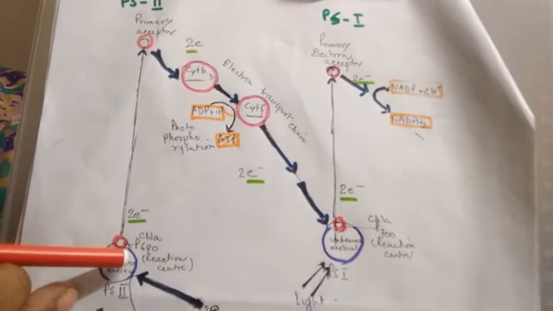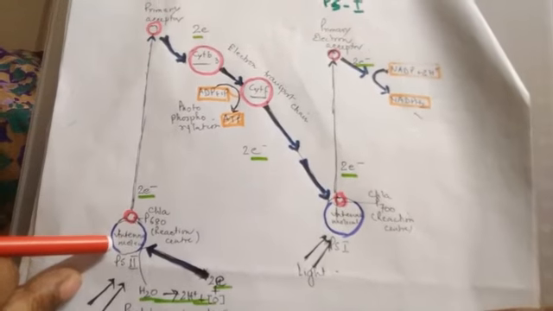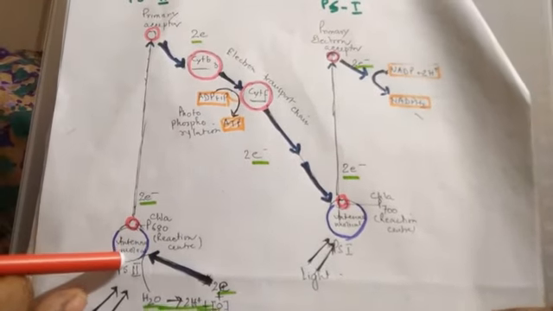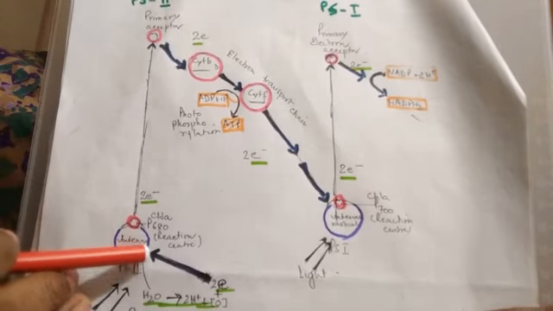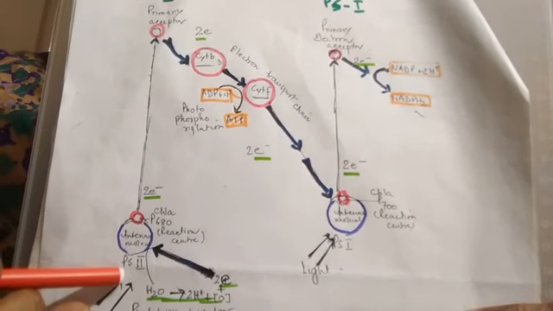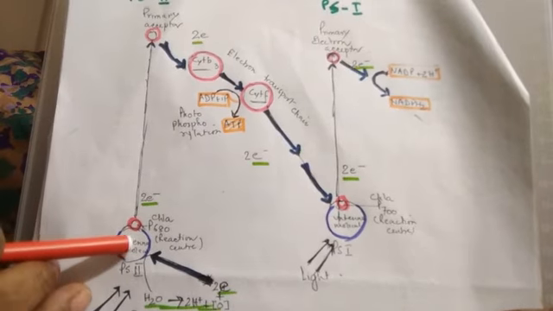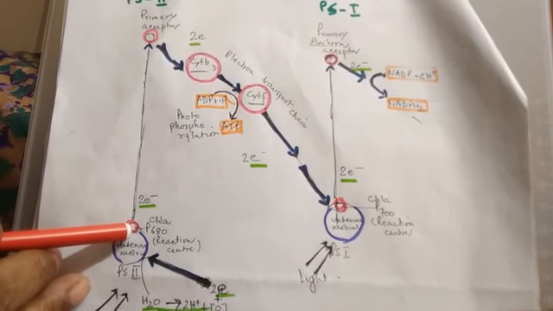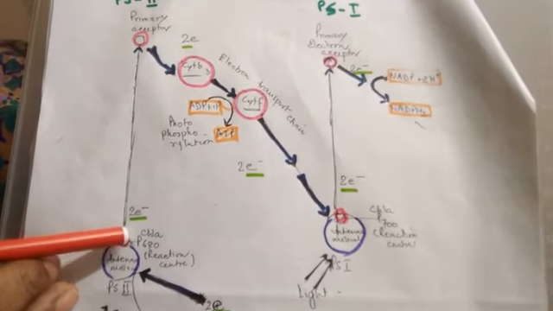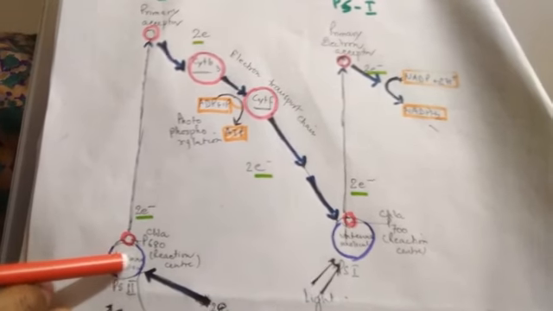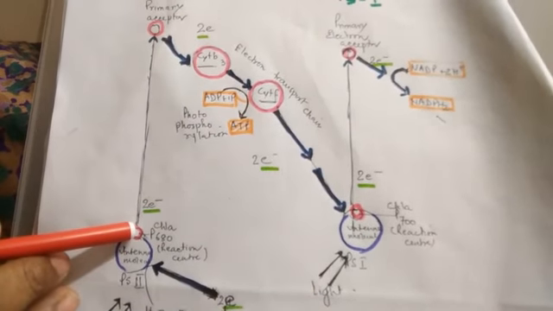Actually both the photosystems are active at the same time, but for our convenience of study, we are studying them one after another. So light falls on this photosystem PS2, and the accessory pigments absorb various wavelengths of the light and finally transmit this light energy to chlorophyll A. So accessory pigments absorb various wavelengths of light and transfer it to chlorophyll A.